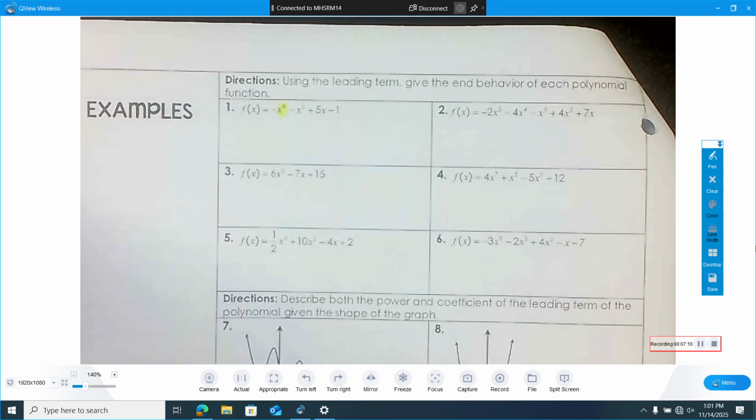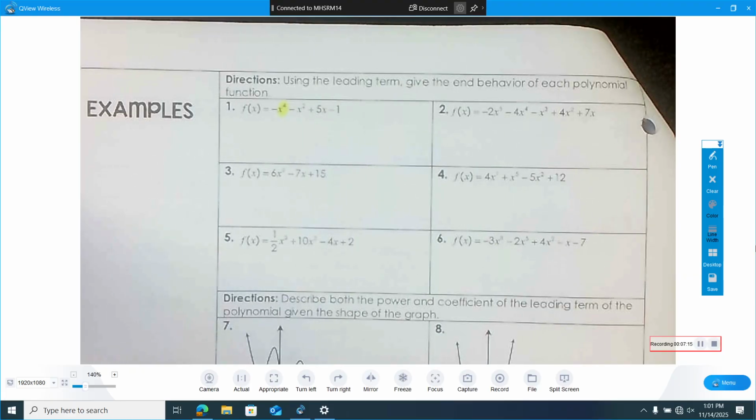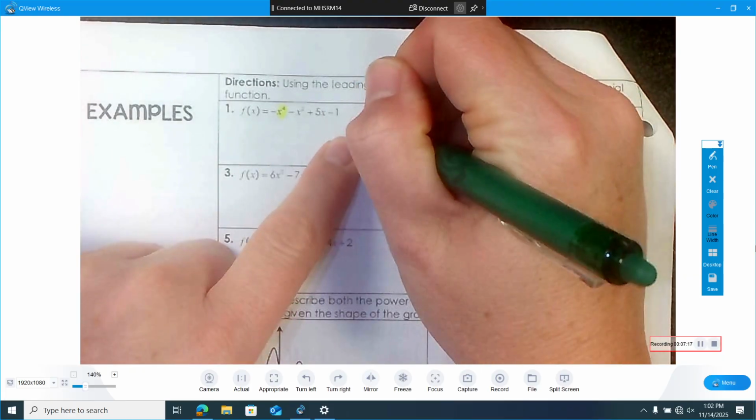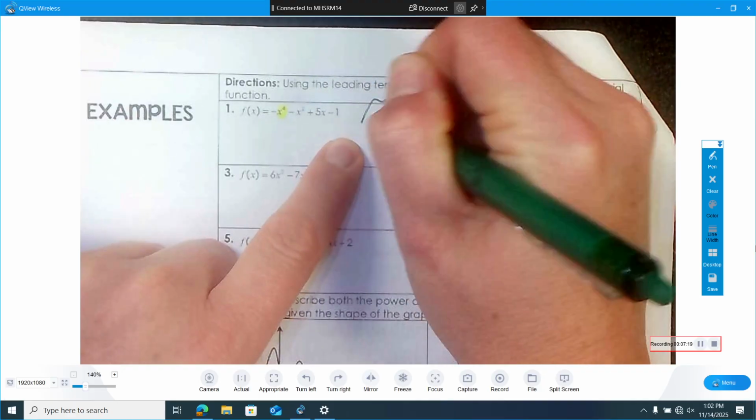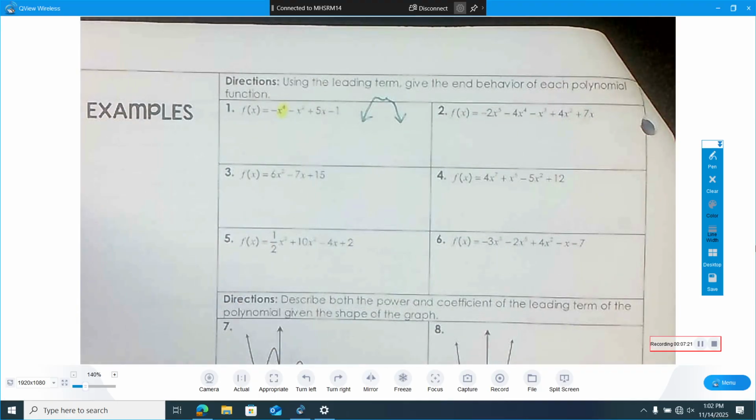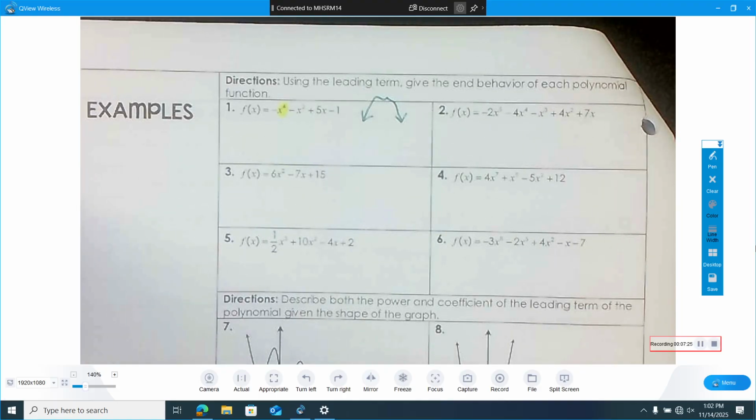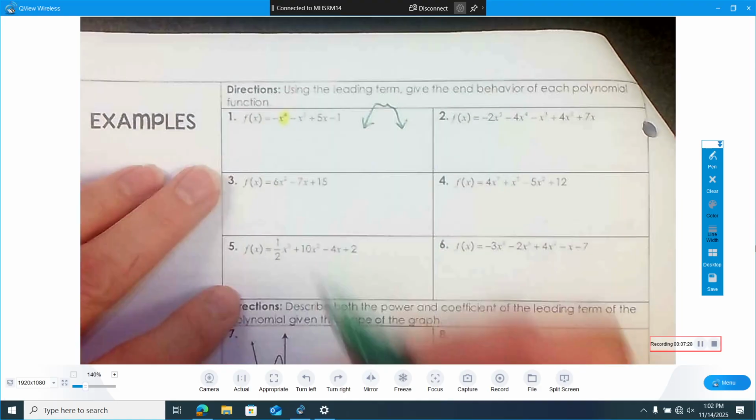Even. Okay, now the coefficient in front is negative. So what happens? Oh, arms down. All right, so this function goes something like this. And we know that just by looking at the lead term. Now, if you can make a quick sketch like that, then we can write our end behavior.